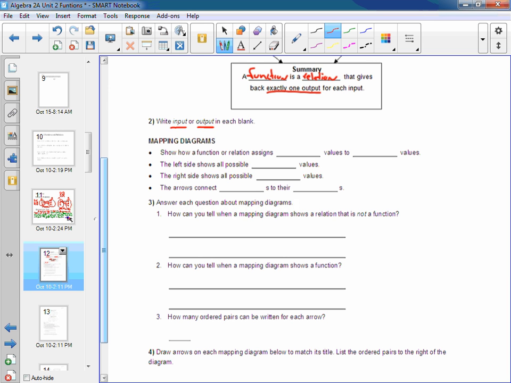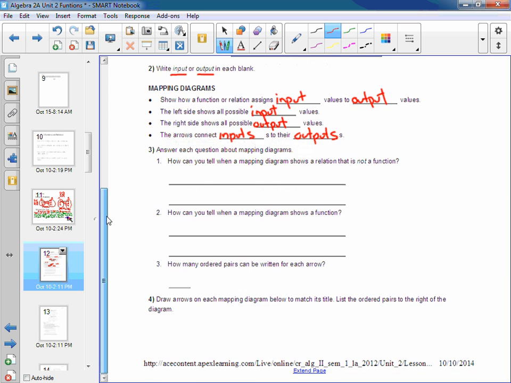Input or output. Mapping diagrams show how a function or relation assigns input values to output values. We just talked about that. The left side shows all possible input values. The right side shows all possible output values. The arrows connect inputs to their outputs. So not hard, but it helps. Very good review. Okay. Answer each question about mapping diagrams.